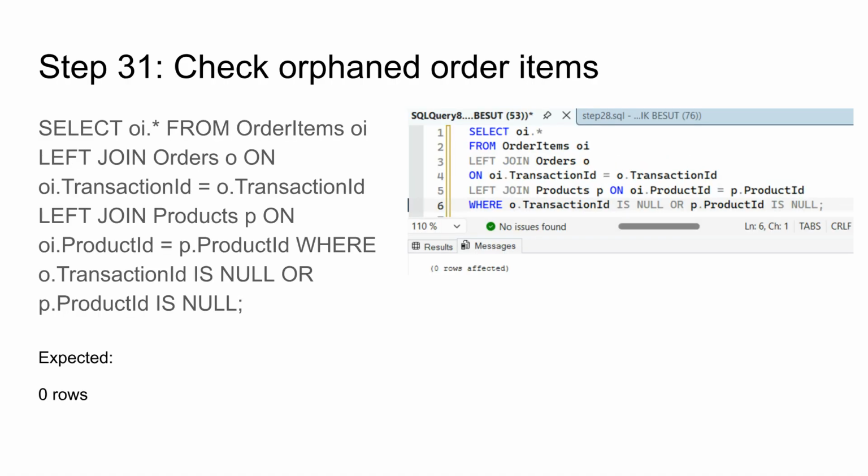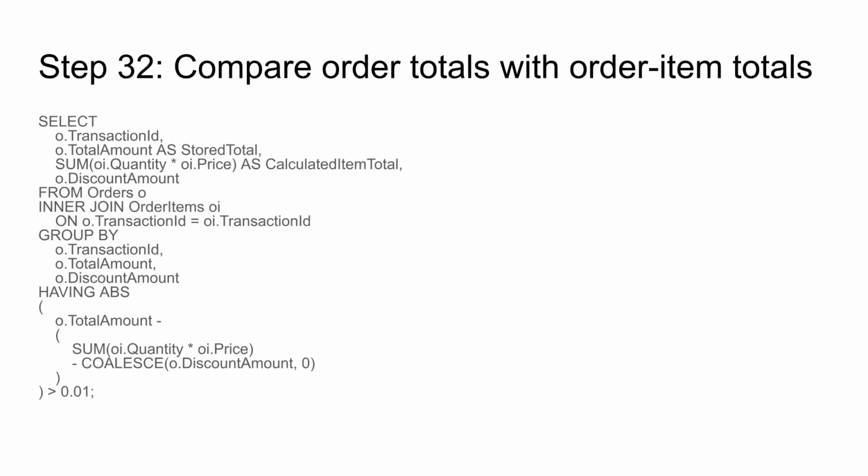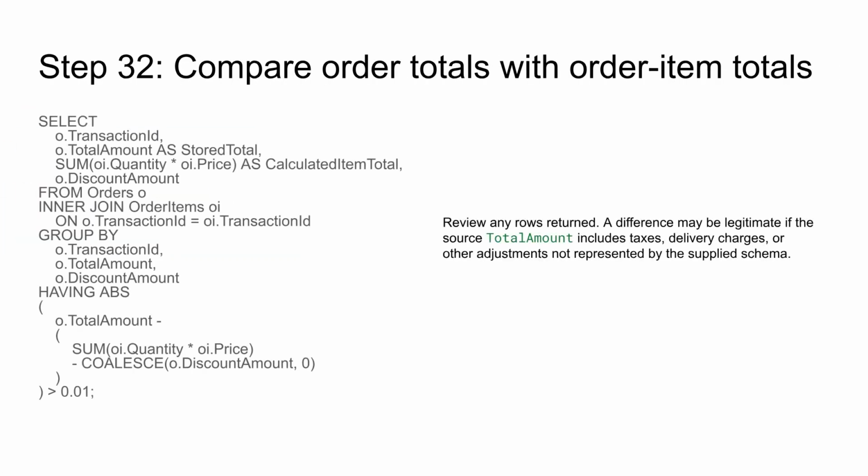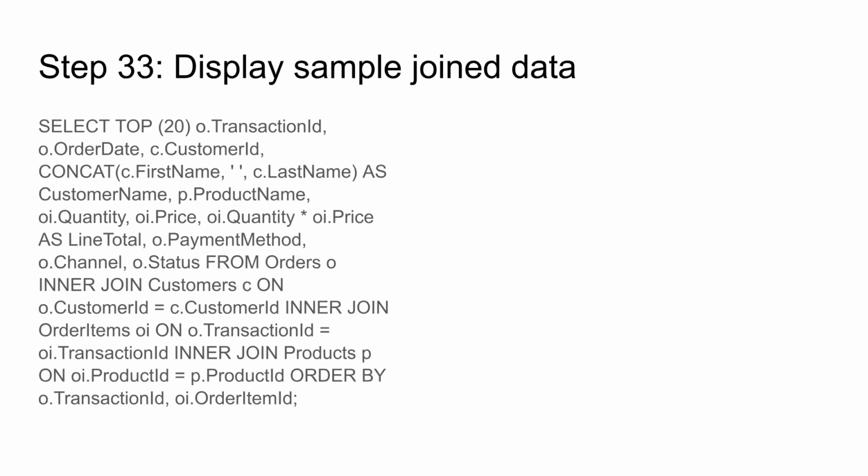Similarly, step 31 identifies orphaned order items. We confirm that every item correctly references both a valid order and a valid product. In step 32, we compare order totals with the sum of order item totals. Review any returned rows, as minor differences may be due to legitimate taxes or adjustments. Step 33 allows us to display a sample of our joined data, giving us a clear view of how orders, customers, and items are linked together.